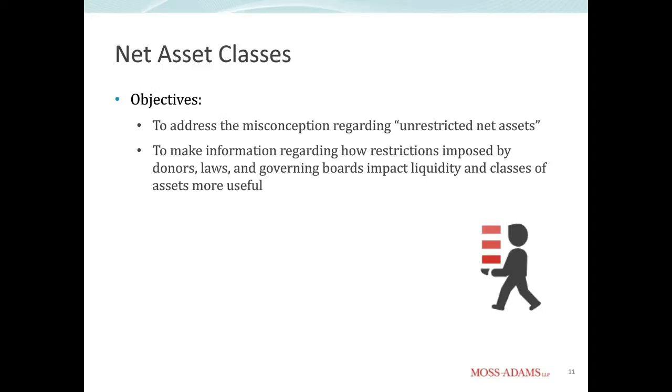And then when MISPA came into play a couple years ago, it really blurred the line between temporarily restricted and permanently restricted net assets. So the second objective is to really make the information about the amounts that are restricted more clear and more useful to readers. The readers should be able to better understand the types of restrictions, whether it's for purpose or time restricted.